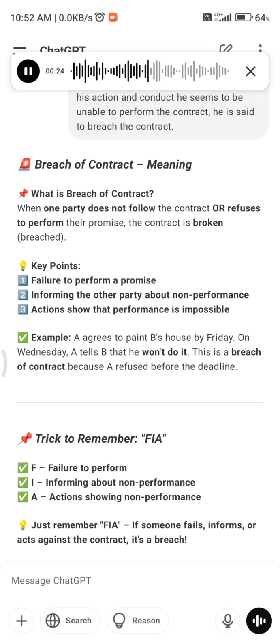Example, A agrees to paint B's house by Friday. On Wednesday, A tells B that he won't do it. This is a breach of contract because A refused before the deadline. Trick to remember. F, failure to perform. I, informing about non-performance. A, actions showing non-performance. Just remember, FIA. If someone fails, informs, or acts against the contract, it's a breach.